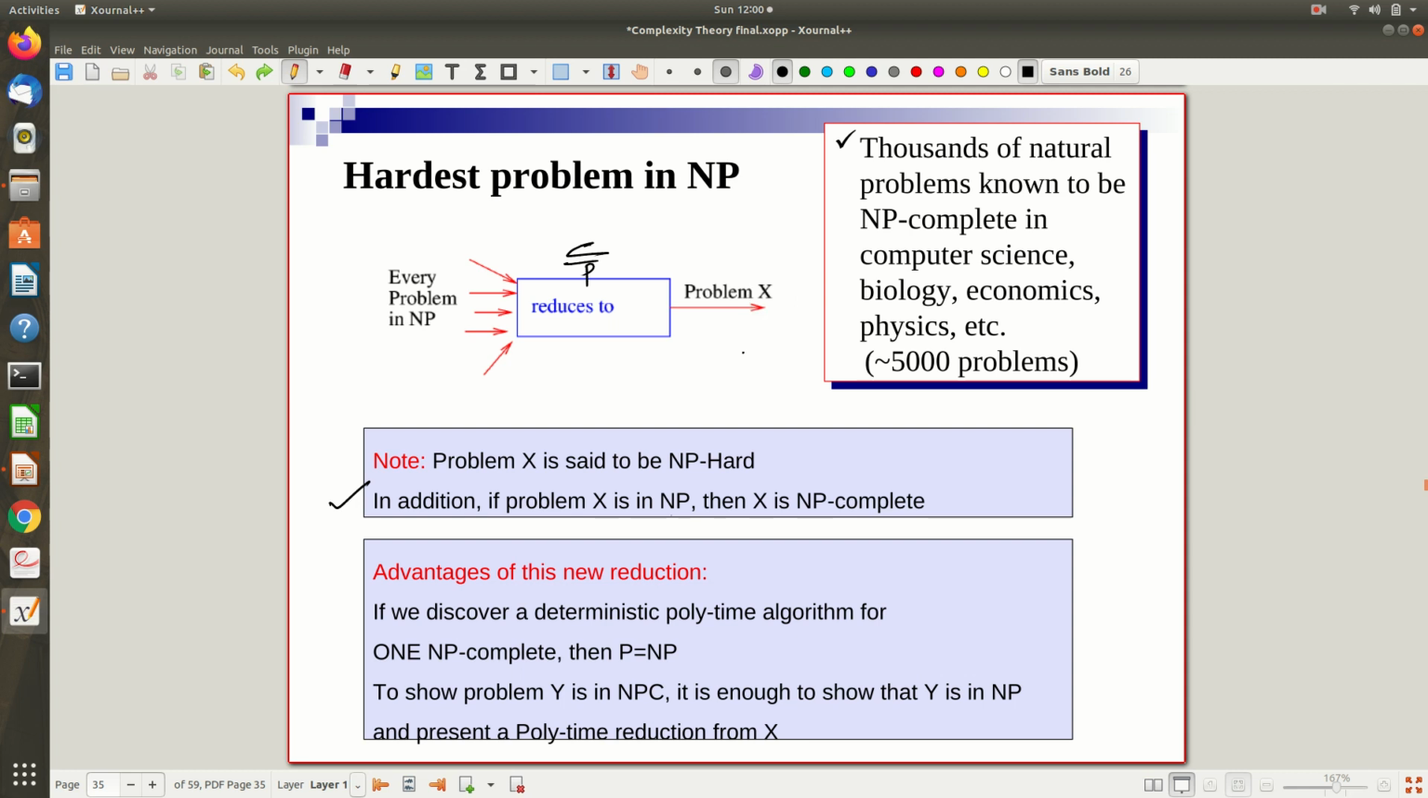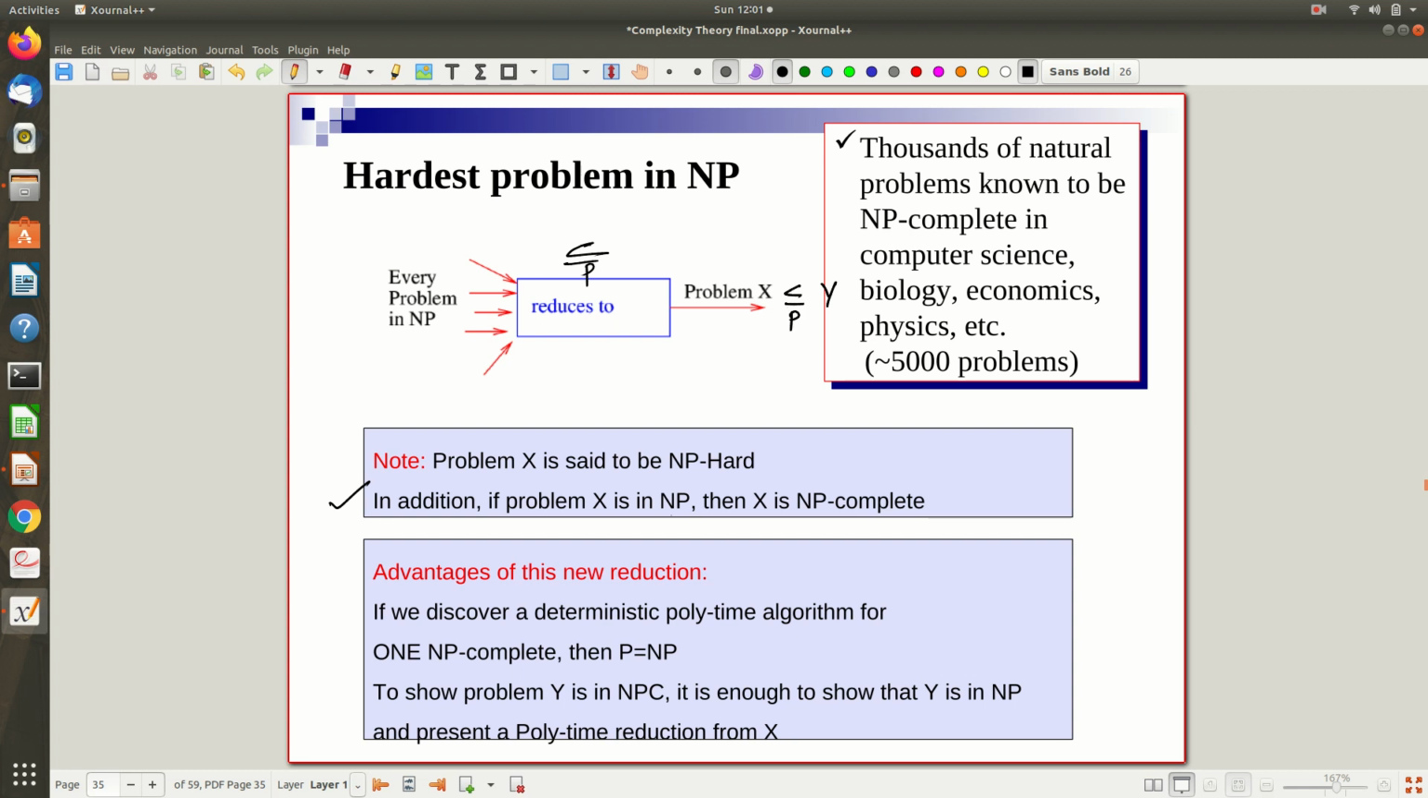I have a new problem, say y, and I want to show that this y is NP hard. First thing, showing it is in NP is straightforward. NP hard and NP together make it NP complete. So it is enough to have a mapping from x to y.